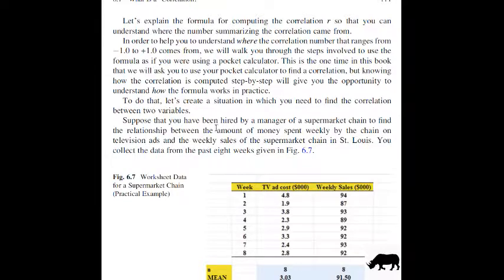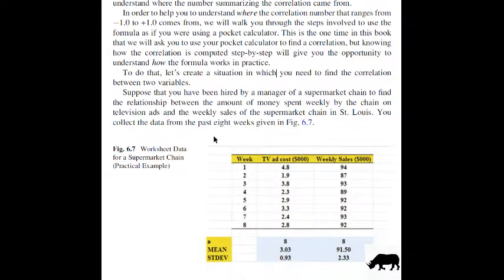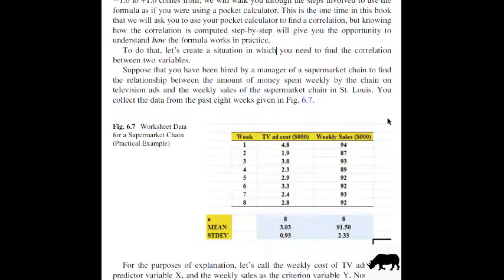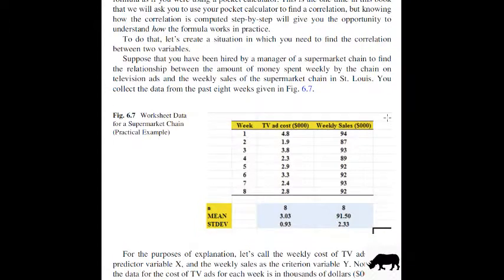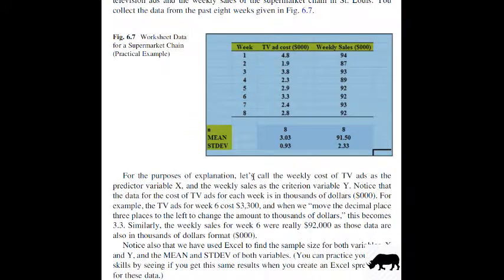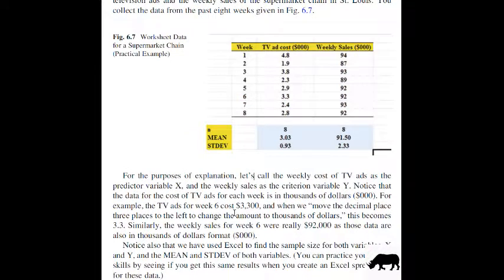To do that, let's create a situation in which you need to find the correlation between two variables. Suppose that you have been hired by a manager of a supermarket chain to find the relationship between the amount of money spent weekly by the chain on television ads and the weekly sales of the supermarket chain in St. Louis. You collect the data from the past 8 weeks. For the purposes of explanation, let's call the weekly cost of TV ads the predictor variable X, and the weekly sales the criterion variable Y.